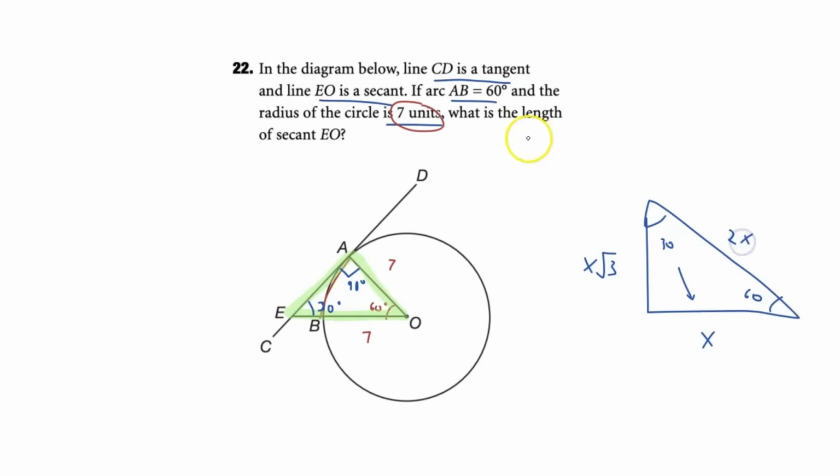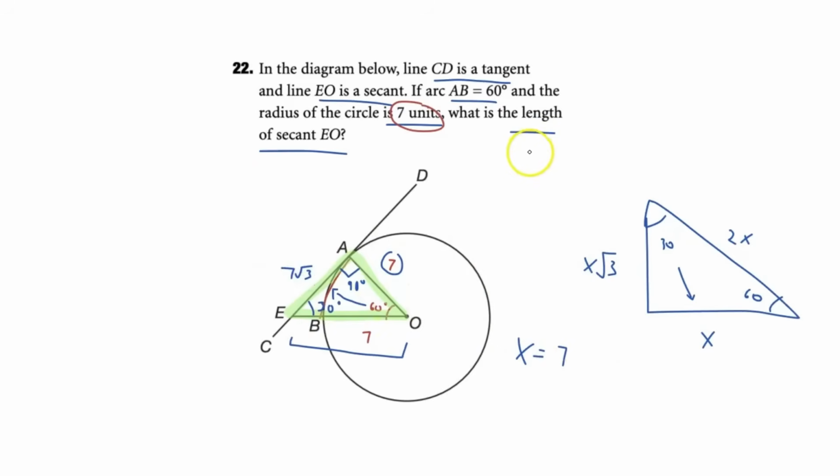Now watch this. We want to find the length of our secant EO. Our length of EO right here is just the hypotenuse, right? Because we can see we have a value of 7 for the radius, which is across our 30-degree angle. What is across from our 60-degree angle is side EA in our triangle. We don't really care about that, but x would be equal to 7, so that would just be 7 times square root 3 on this side.